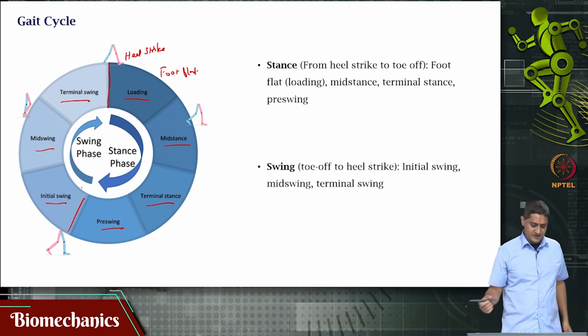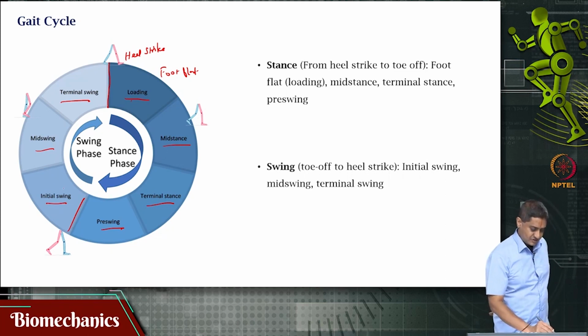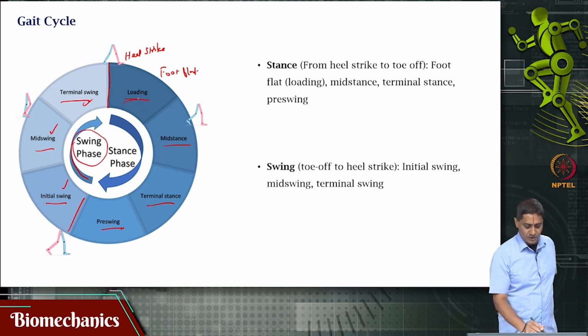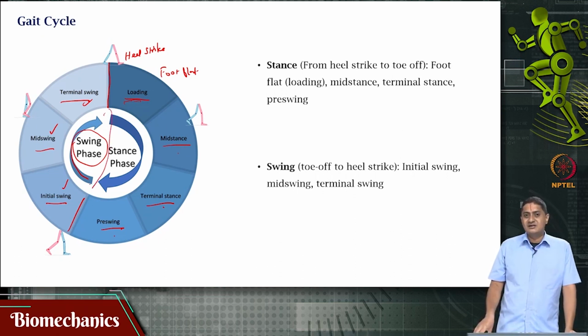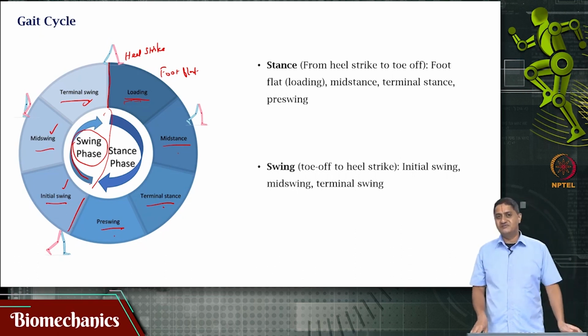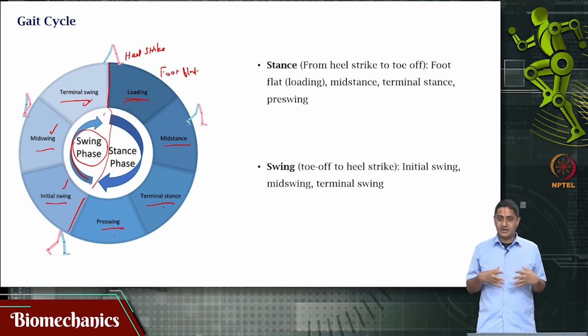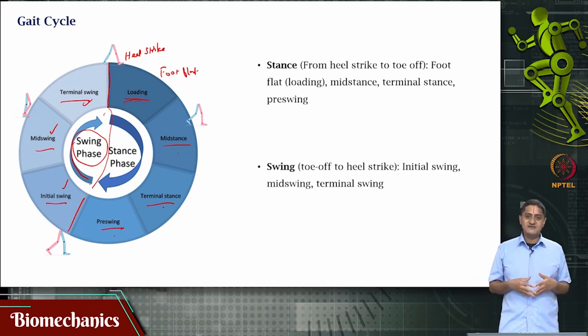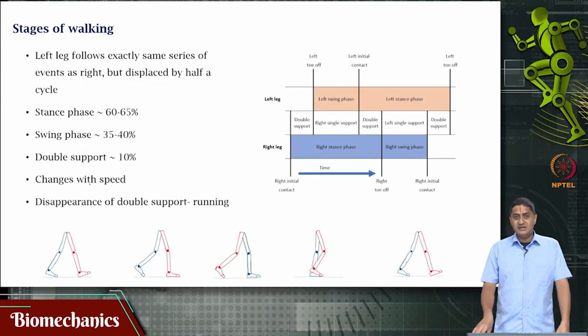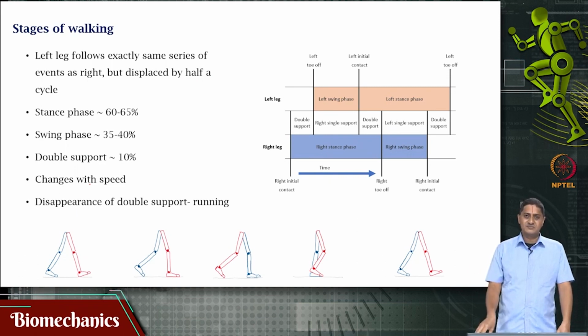So, these phases, the initial swing, mid swing, and terminal swing together constitute the swing phase. Heel strike onwards, heel strike, foot flat, mid stance, terminal stance, and pre-swing together constitute the stance phase. The way this diagram is drawn, it appears like we spend more time in the stance phase than in the swing phase, and that is actually true. We do spend more time while walking in the stance phase than in the swing phase. The right leg and the left leg follow the same series of events, right.